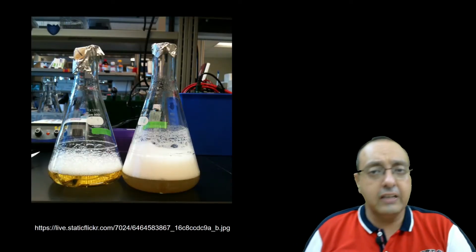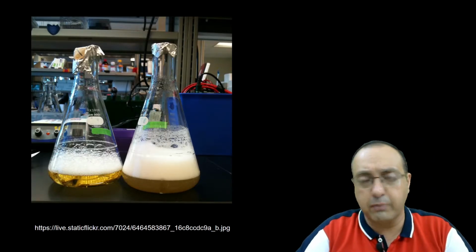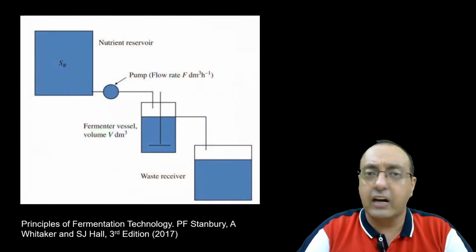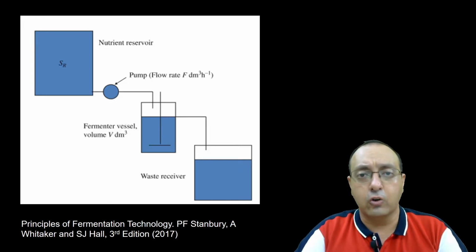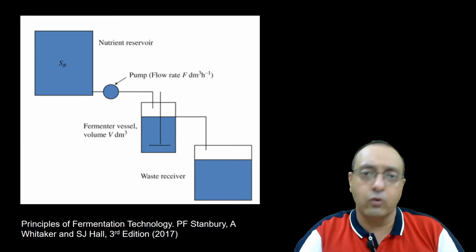Traditionally, batch cultures were initially used to produce recombinant proteins, but nowadays mostly fed batch cultures or continuous cultures are used, where we continuously provide nutrients to the growing bacteria and we siphon off the products at regular intervals of time.